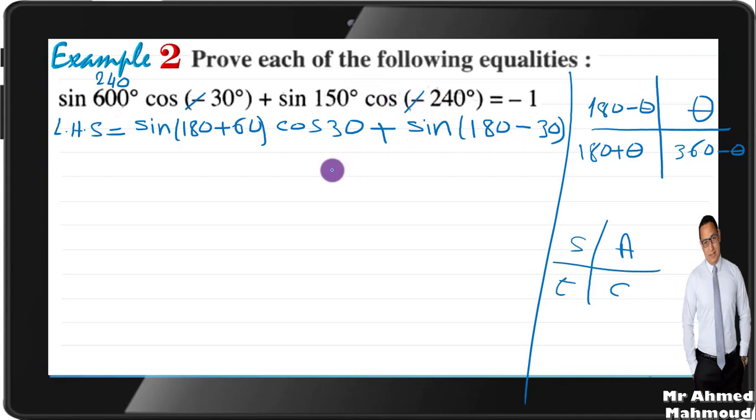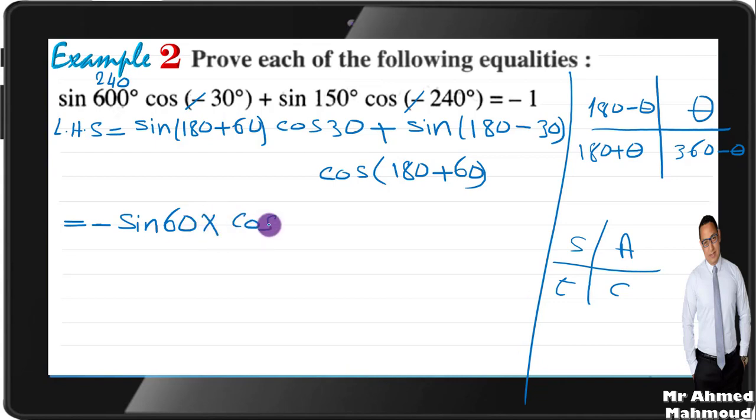Cosine 240 will be cosine 180 plus 60. Okay, now it equals sine 180 plus 60. In the third quad, sine is negative, so it will be negative sine 60 times cosine 30, plus sine 180 minus 30. In the second quad, sine is positive, so it will be sine 30 times cosine 180 plus 60, third quad. So cosine in the third quad is negative, so it will be negative cosine 60.